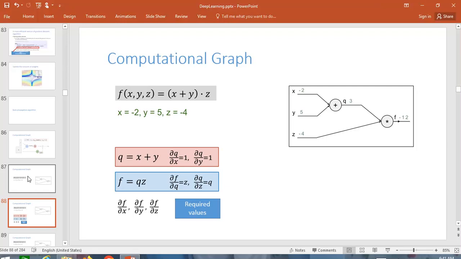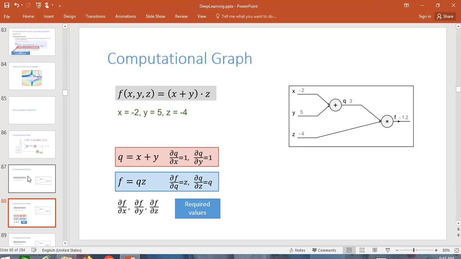Consider this simple function f. In this function, x is added to y and the sum is multiplied by z. You can see that in this computational graph, the vertices are operations. In the forward step, we first perform addition and then multiplication. Finally, we calculate f. But in the backward step, we want to calculate the gradients. We go step by step recursively.